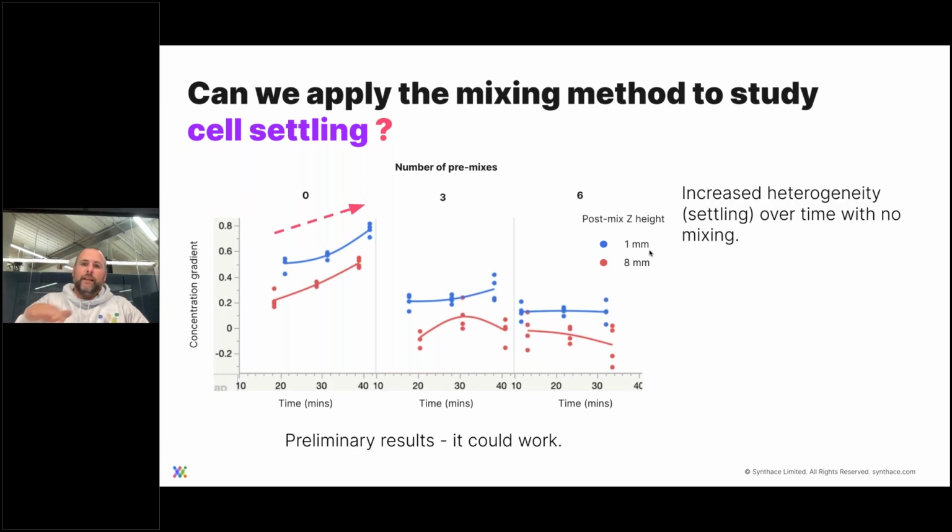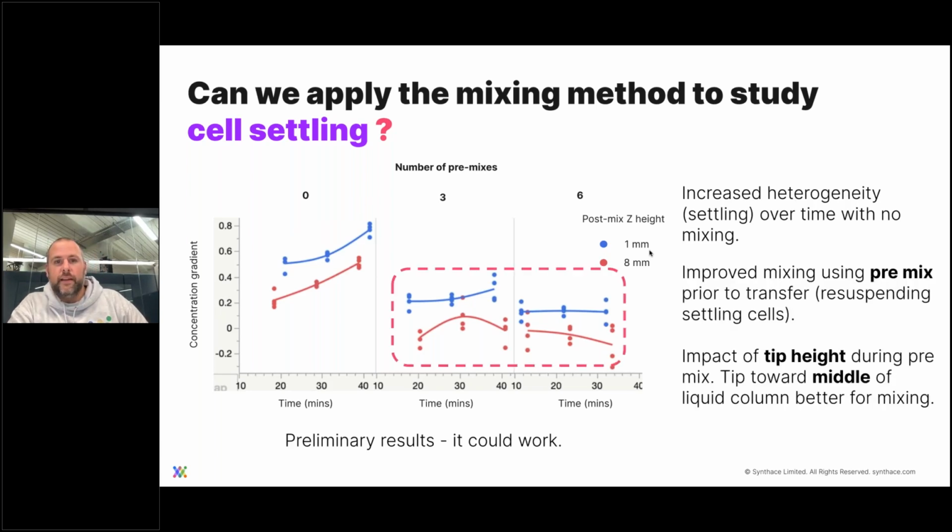With no pre-mixing, we can see how over time we get settling of the cells and more heterogeneity in our liquid. And when you do a pre-mix, you seem to improve how homogeneous things are. Additionally, there may be some evidence that mixing from the center of the well, the red data, also improves how homogeneous things are.